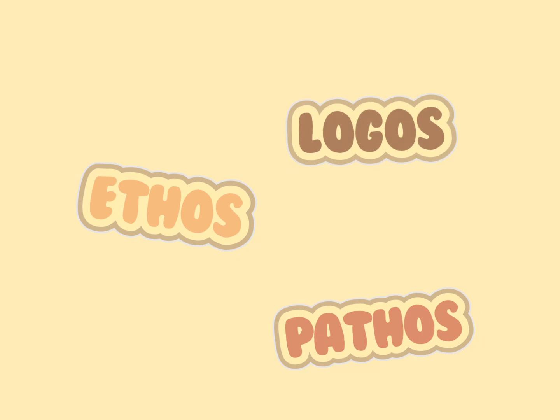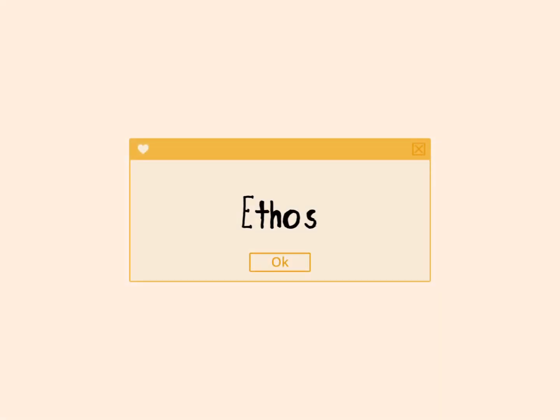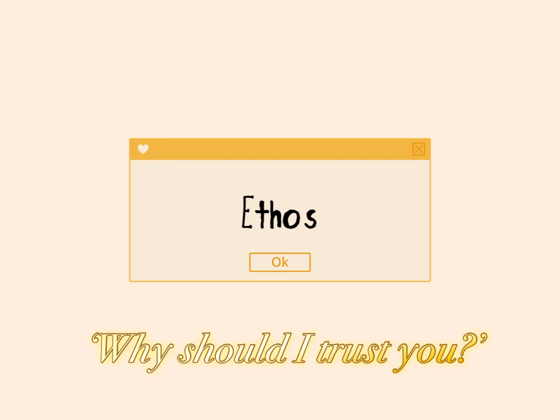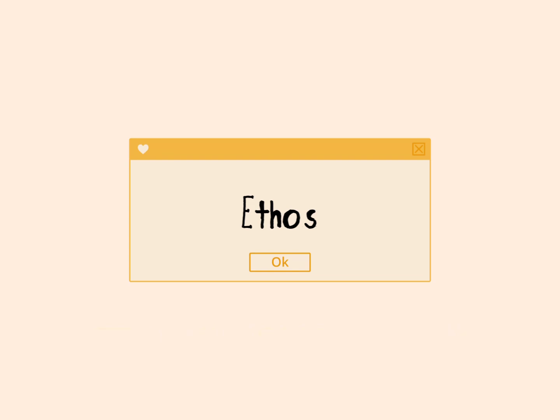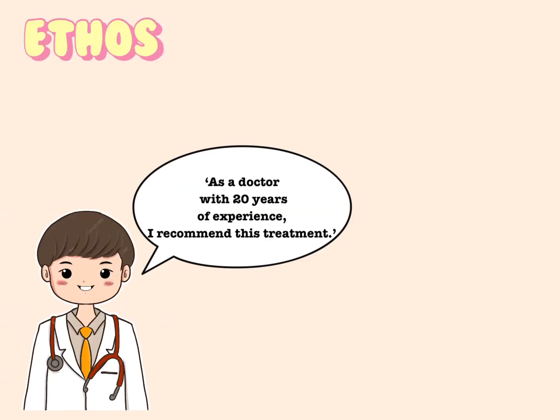Let's dive into it. First, let's talk about ethos. Ethos is about establishing credibility. It answers the question, why should I trust you? A speaker uses ethos to demonstrate their expertise, experience, or moral reliability. For example, when a doctor says, as a medical professional with 20 years of experience, I confidently recommend this treatment, they're using ethos to build trust.